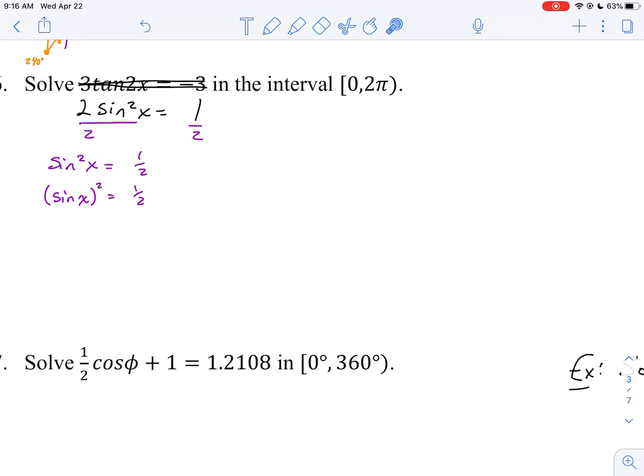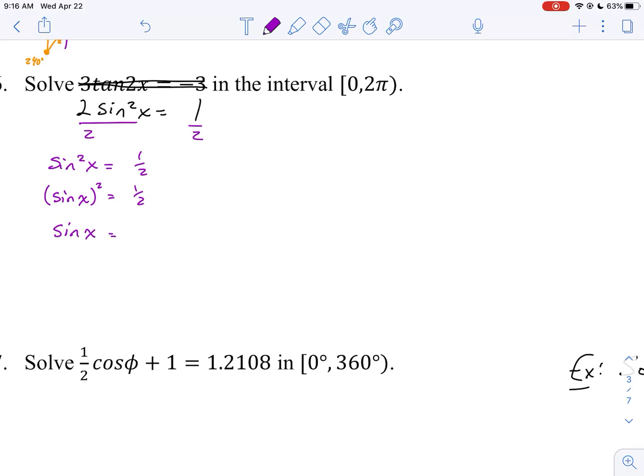All right, let's take a look at another example here. I've already started it. You can see we have 2 sine squared x equals 1. Just divide both sides by 2. And remember that sine squared of x really means the quantity of sine x squared equals 1/2. And so the next step then is to take the square root of both sides.